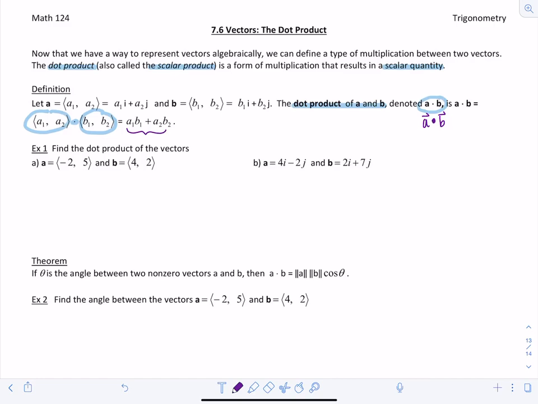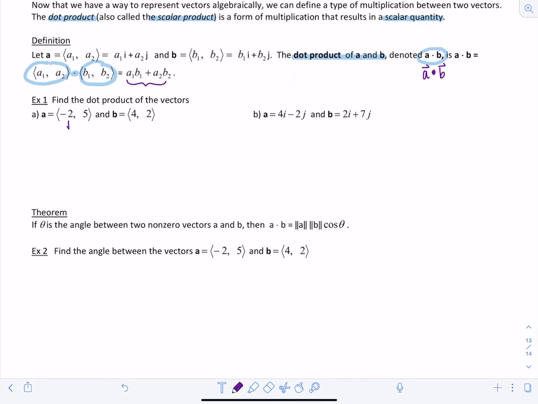Find the dot product of the vectors, and they give me vectors A and B. So this is A1, this is A2, this is B1, this is B2. So by definition, A dotted with B is going to be A1, which is -2, times B1, which is 4, plus A2, which is 5, times B2, which is 2. So you take the x components, multiply them by each other, take the y components, multiply them by each other, and then add everything up. So this is going to give us -8 plus 10, which is 2. And clearly this is just a scalar quantity, not a vector.